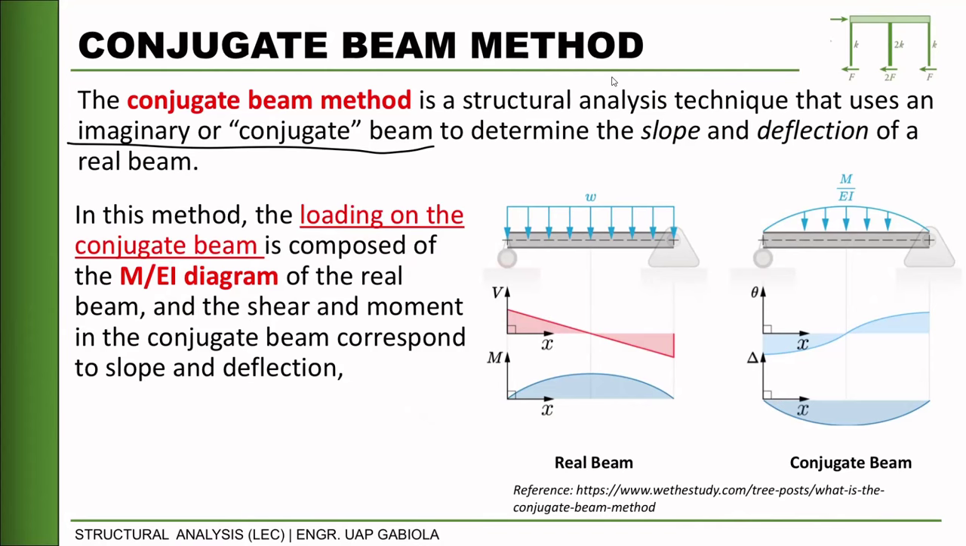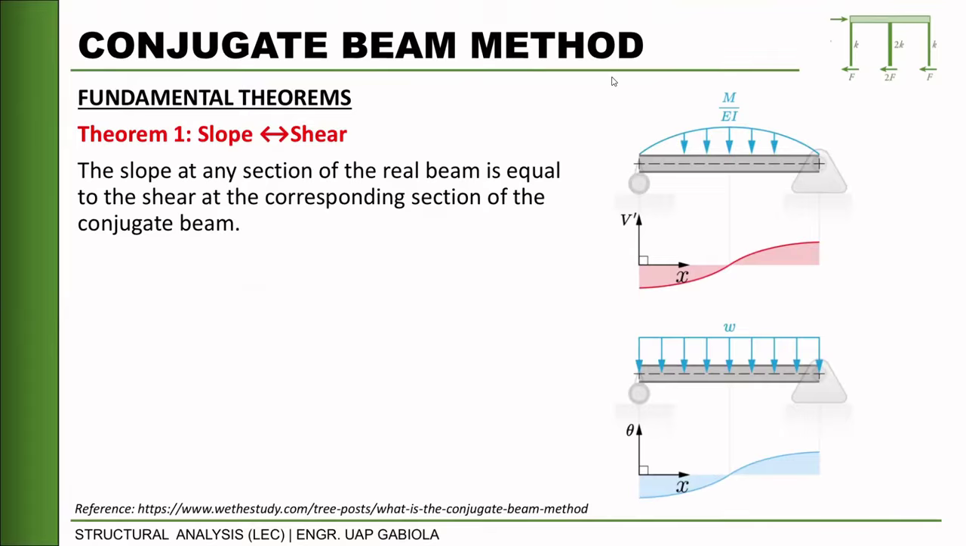We have two fundamental theorems for the conjugate beam method. Number one: the shear diagram of the fictitious beam, the conjugate beam, is equal to the slope. The slope at any section of the real beam is equal to the shear at the corresponding section of the conjugate beam. As you can see here, we have our fictitious beam with its loading, the M over EI. This is already the conjugate beam. Once we get the value of its shear diagram, this is the shear diagram.